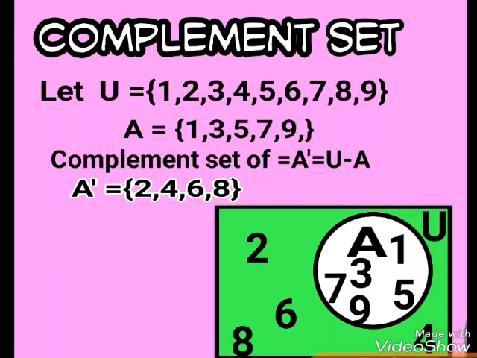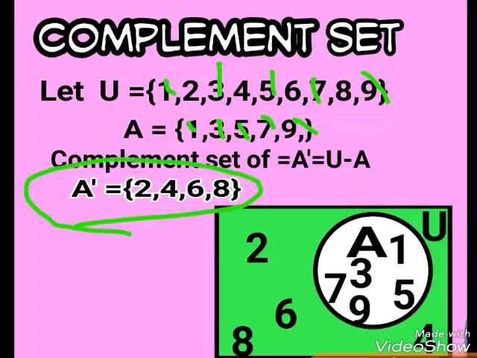For calculating the complement of A, subtract the elements of A from the elements of U. Now subtract 1 and 1, 3 and 3, 5 and 5, 7 and 7, 9 and 9. Now the remaining elements of U are 2, 4, 6, 8. So the complement set of A is this: 2, 4, 6, 8.